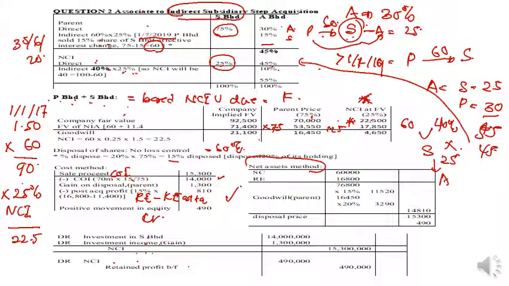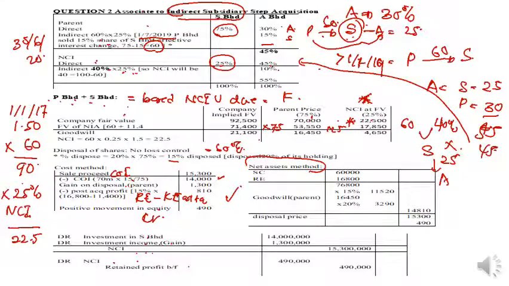From that 21,100 here, the parent portion is 75%. You just total up: 75% times 71,400, so you're going to have 53. Times 75 for the parent and times 25 for the NCI, so the allocation of goodwill to the parent will be 16,450, and for the NCI here will be 4,650.